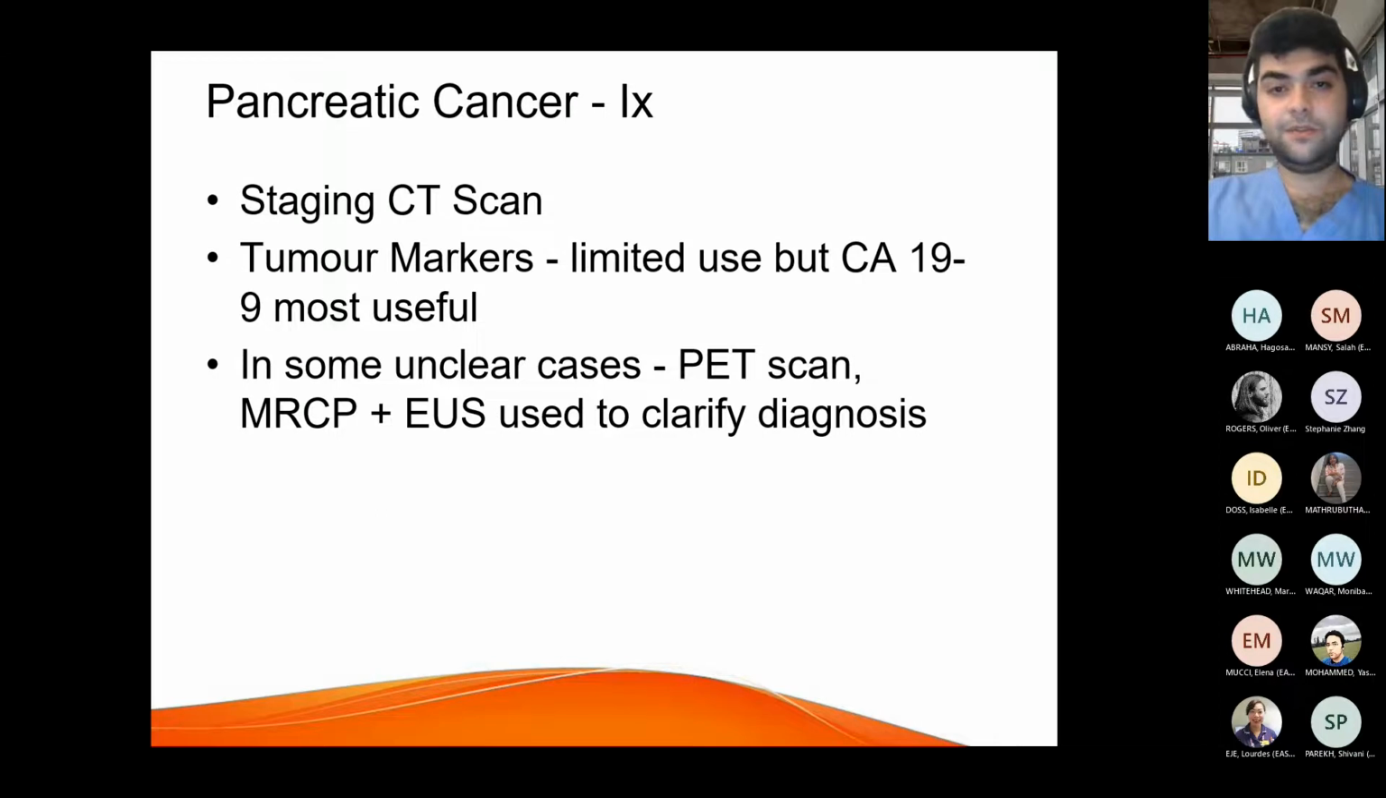The main investigations for a pancreatic cancer from the acute take side of things is you just need a staging CT scan, and if you get a CA19-9, that can be helpful in the meetings, but tumor markers in general are limited in their usefulness.